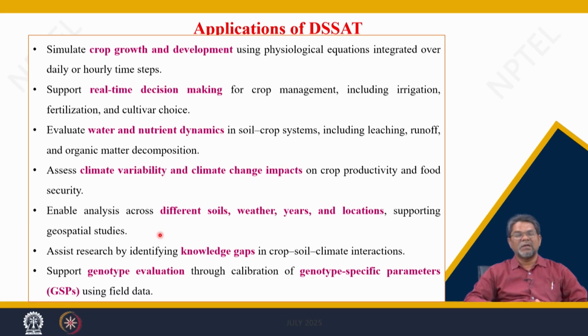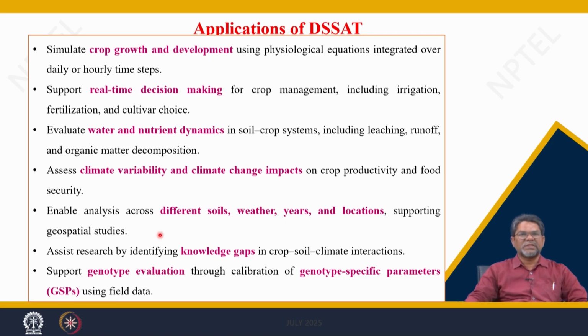You can run the simulation for the coming 25 years, coming 30 years, if you have the futuristic weather data, or you can see the model's performance in the past years' weather also. You can also use the model for different locations. A multi-location trial can be tried using this model, and that gives an understanding of how the variability in weather, in the soil or in the locations influences the production of a particular crop and the particular variety.